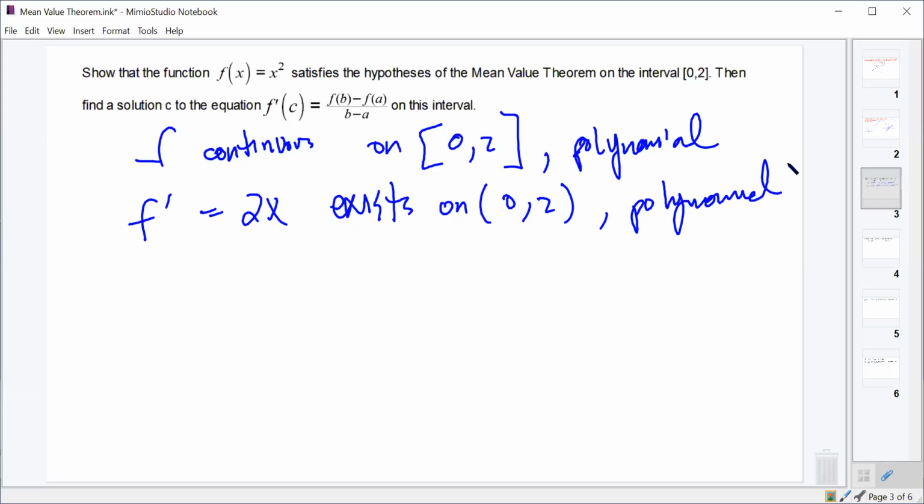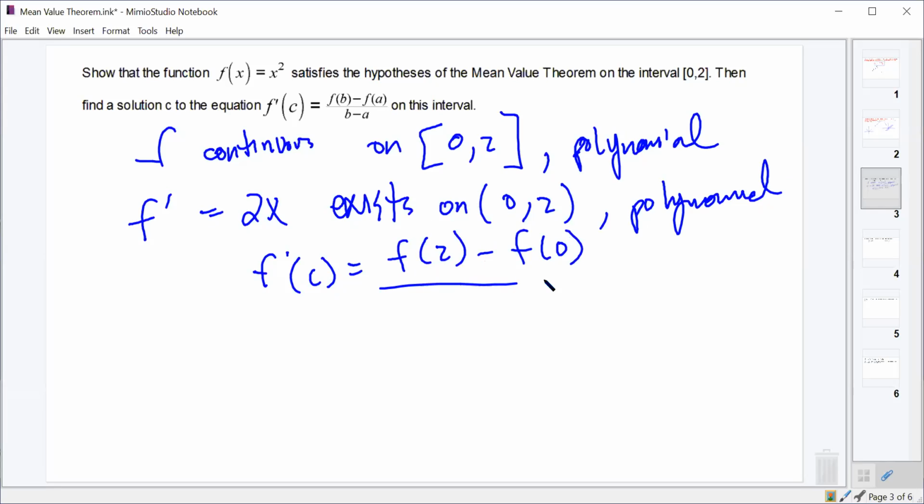somewhere on the interval 0 to 2 is equal to the average rate of change on the interval 0 to 2. So we'll say f prime of c has to equal f of 2 minus f of 0 over 2 minus 0. First off, f prime of c should be 2c, right? Because f prime of x is 2x. And then f of 2 should be what?